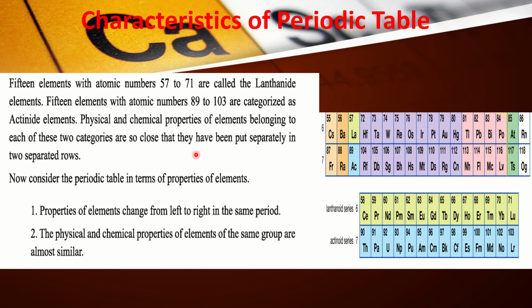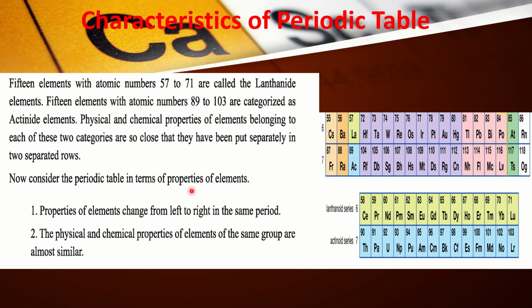In the same way, 15 elements with atomic number 89 to 103, 89 actinium, and from thorium, 90 to 103, total 14, and also actinium. These 15 elements are called actinide elements. Physical and chemical properties of elements belonging to each of these two categories are so close that they have been put separately in two separate rows. Their physical and chemical properties are so close. These 15 and also these 15.